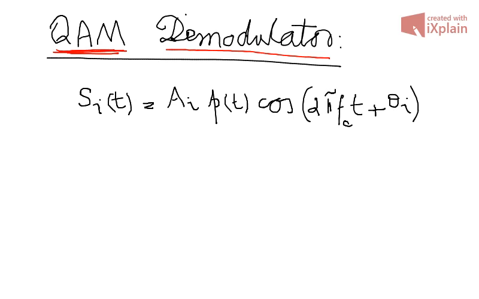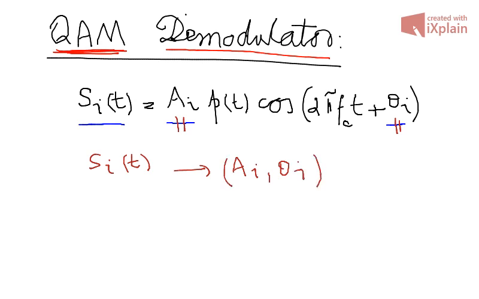You can see that each symbol Si of t has a unique pair of amplitude and phase. So for each Si of t you have a unique pair of Ai and theta i, right? This pair is unique for each Si, and this is how different received symbols are differentiated from one another.